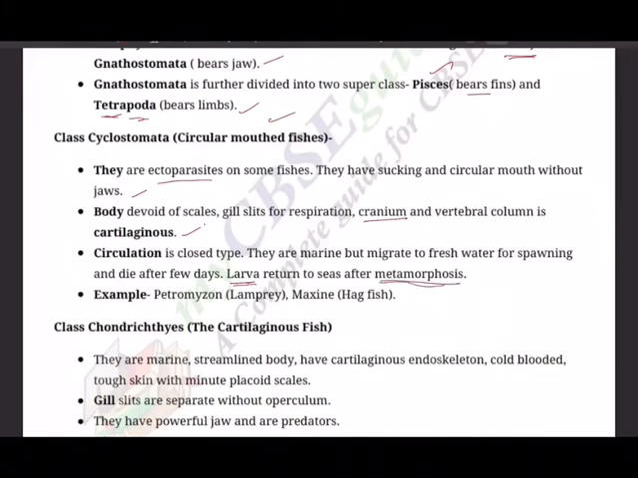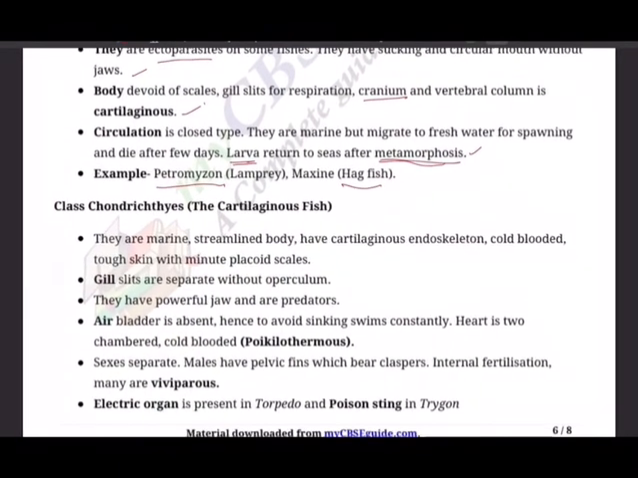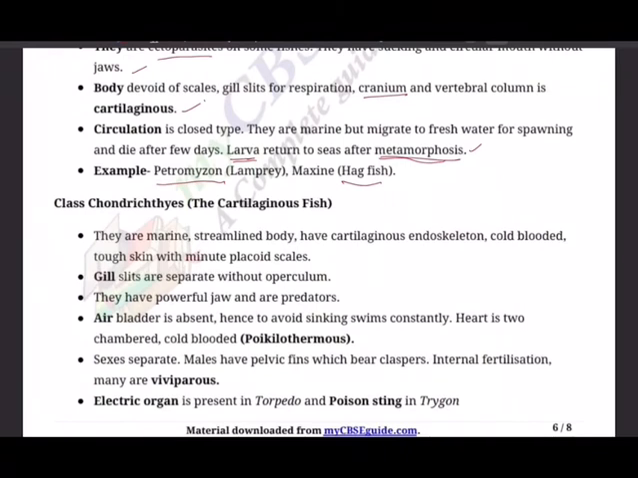This is a new thing, metamorphosis. As the animal develops into an adult, there will be a lot of changes. Changes for good, of course. Advanced characters will be added. That's metamorphosis. Examples: Petromyzon, we say lamprey, and Myxine, that is hagfish. And the second class in this is the Chondrichthyes.